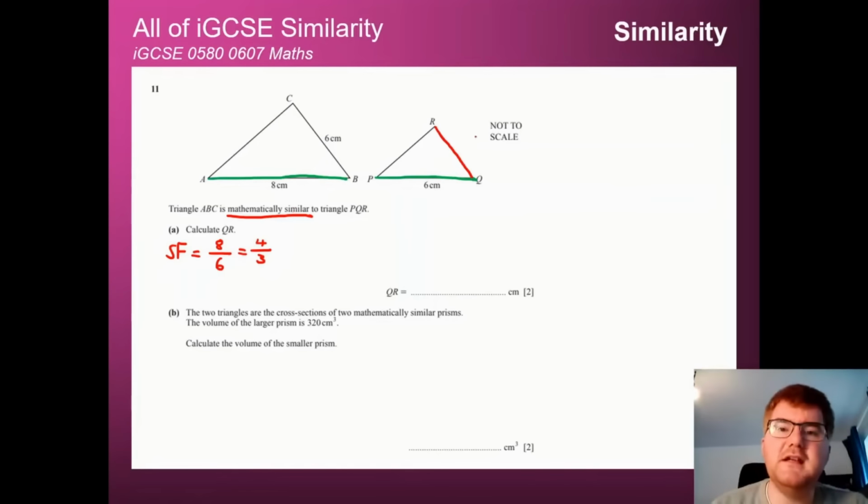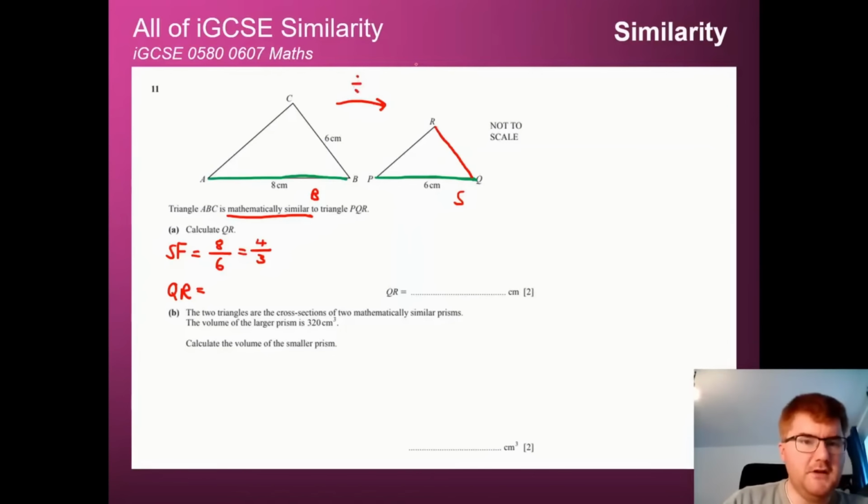Now what we need to do here is work out RQ, so QR, so that's what we're looking for. And notice we're going from big to small. So this is the big triangle, this is the small triangle. So if I'm going this direction, I want to be dividing by that scale factor because I want to go from big to small. If I was going the other way, it would be multiplying. So all we're going to do is take the corresponding side to RQ in this shape, which is BC here, so therefore 6.